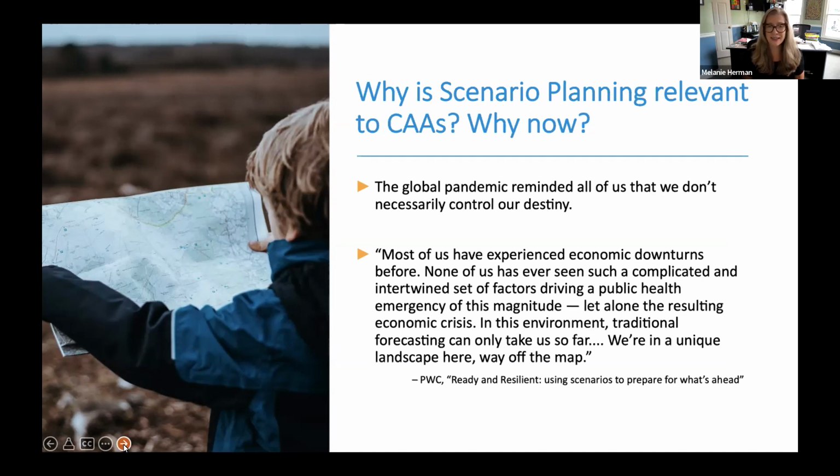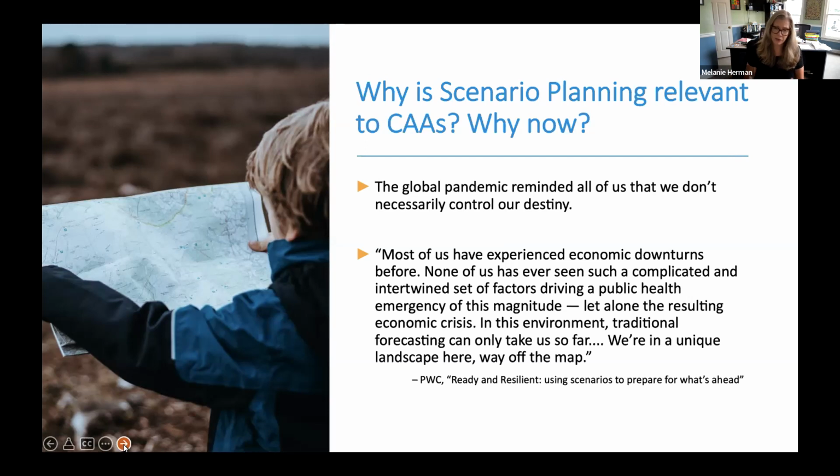So the consultancy PwC, formerly known as PricewaterhouseCoopers, but now just known as PwC, has published a terrific resource titled Ready and Resilient, Using Scenarios to Prepare for What's Ahead. It's one of the resources that I've linked to in that second handout, so I encourage you to check it out. We're going to take a closer look at it in this webinar. But what they say in this piece is that none of us has ever seen such a complicated and intertwined set of factors driving a public health emergency of this magnitude. So these are unprecedented times.